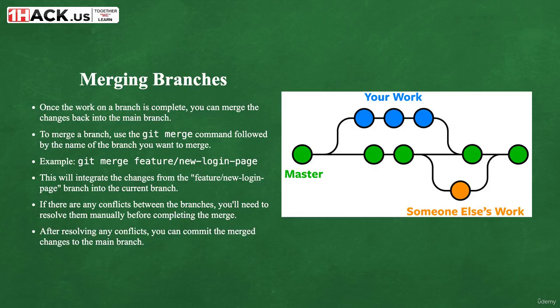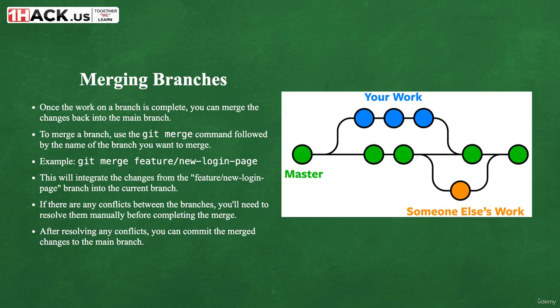This will integrate the changes from the feature/new-login-page branch into the current branch you're on. It's important to note that if there are any conflicts between the branches, you'll need to resolve them manually before completing the merge. Conflicts can occur when the same lines of code have been modified in both branches, and Git is unable to automatically determine which changes should take precedence.